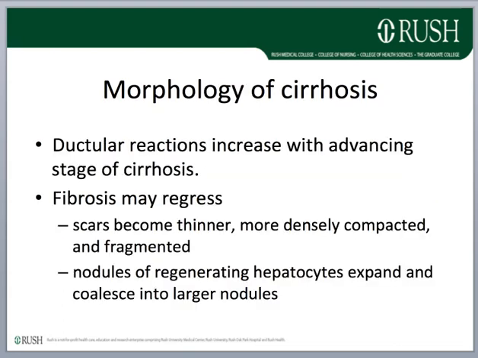We typically see ductular reactions increase with the advancing stage of cirrhosis. And again, notably, fibrosis may regress. The scars may be thinner, become more densely compacted, and even fragmented. And when that happens, the regenerating hepatocytes expand and coalesce into larger viable nodules.